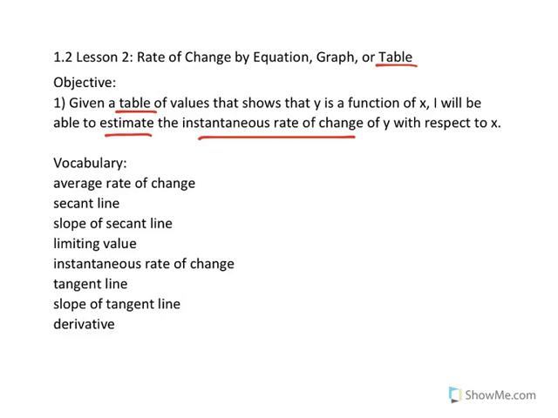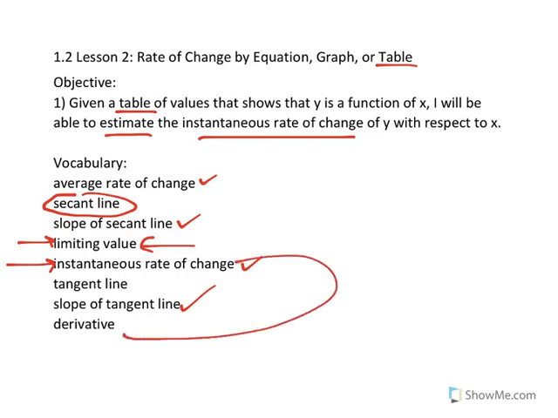So we've been working with this vocabulary for the last 2 or 3 lessons. Average rate of change. Graphically, that's the slope of the secant line. And the instantaneous rate of change: when the second point on the secant line moves closer to the first point, the slopes of the secant line begin approaching a particular value, which would give us the slope of the tangent line, which would be the instantaneous rate of change. That is also called the derivative of y with respect to x.